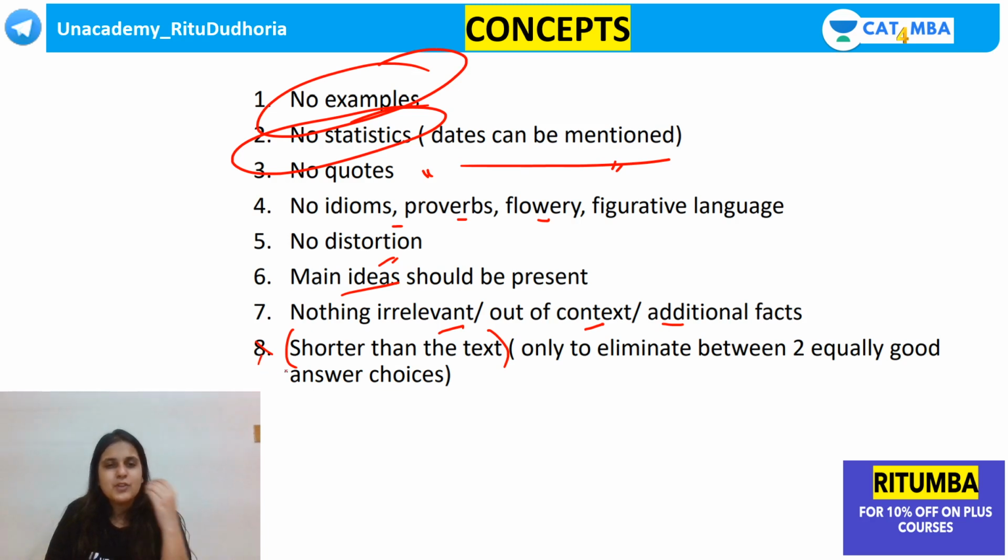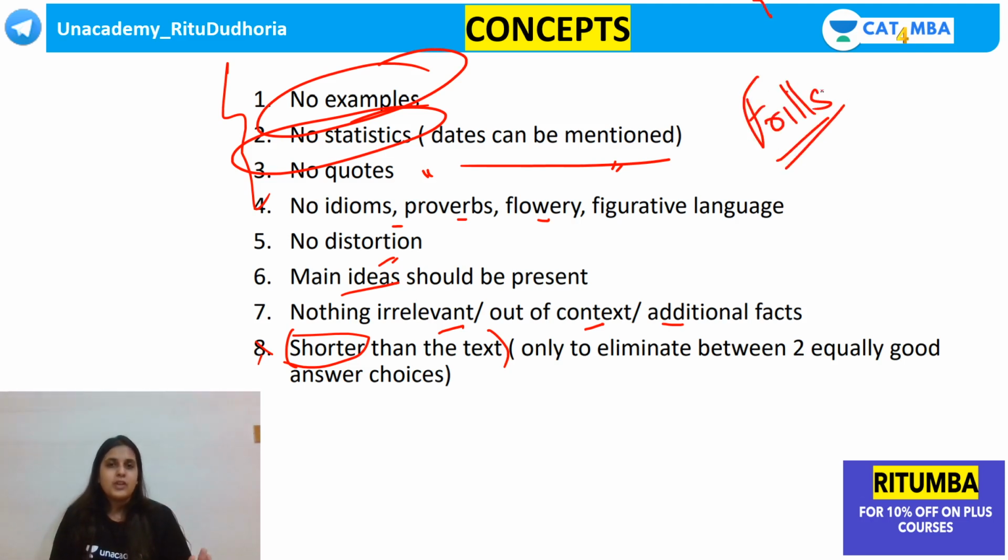But this, guys, be careful. Generally, you don't come across options which are lengthier than the text, so don't worry too much about it. But don't eliminate the shortest option, and don't select the shortest option and tell कि ठीक है rule में था तो मैंने shortest option select कर लिया. No, basically no distortions. Main idea should be present, nothing additional, and no frills. So the first 4 points I would call it as frills. So these frills are what we should avoid. Okay. So I hope these points are clear.